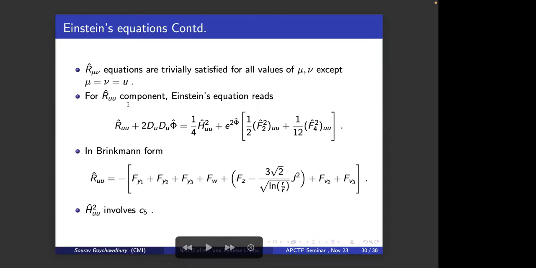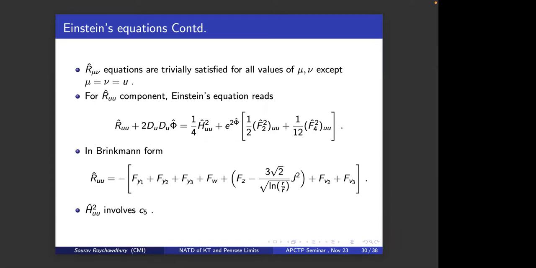So this is actually the component. This is the Einstein equation for the R_UU part. And we know if you express the PP wave in the Brinkmann form, the du square term gives you the R_UU. Now, if you work out the H_U square in our PP wave case, this H_U square actually involves C5. So in order to fix C5, we take the Einstein equation, and this equation is solved. This equation actually fixes C5. So this actually ends the gravity side of my work.